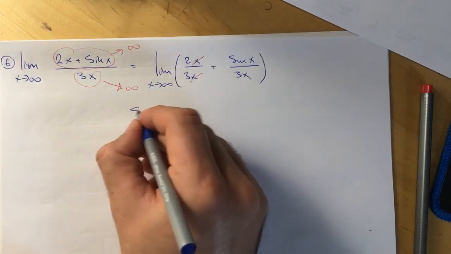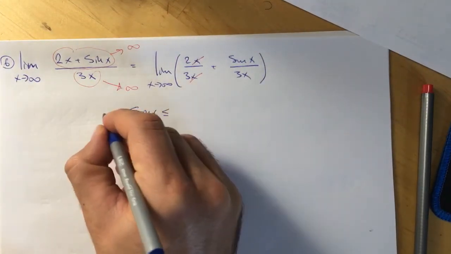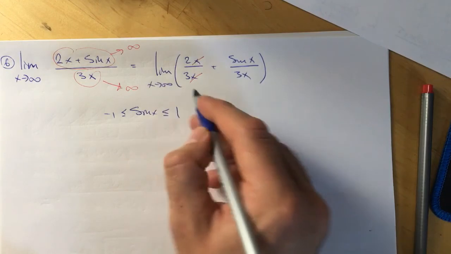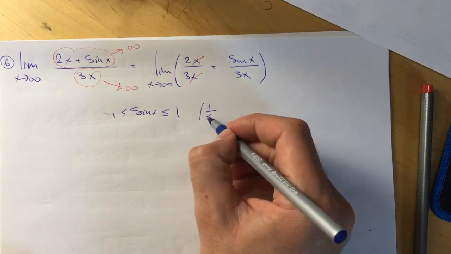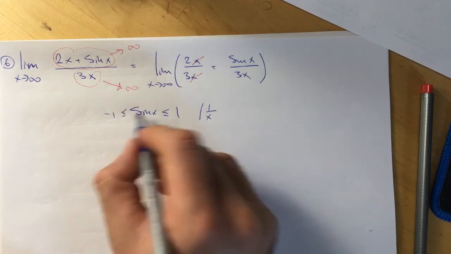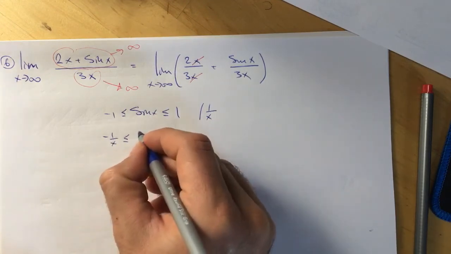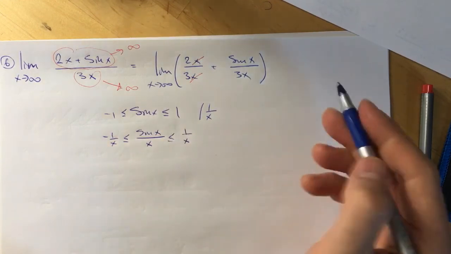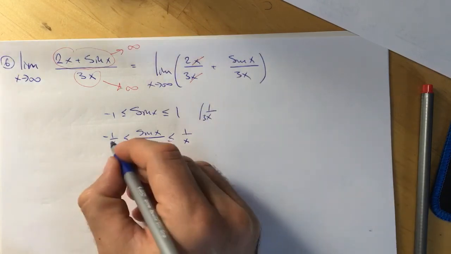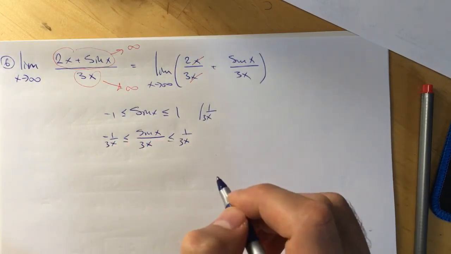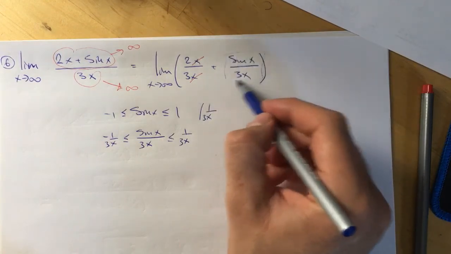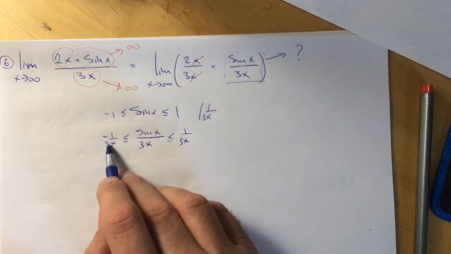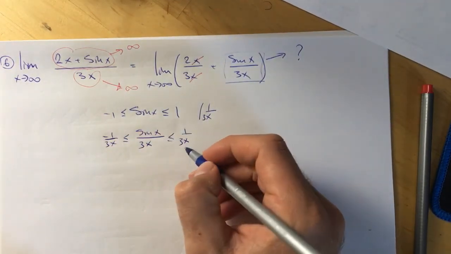Okay, so sine of x is bounded between negative 1 and 1. Now as x goes to infinity, that means that all the x's are going to be positive numbers. So if I divide by any positive numbers, this inequality is not going to change. So negative 1 over x less or equal to sine of x over x less or equal to 1 over x. As a matter of fact, if I divide it by 3x, also nothing will change. Okay? And now I have my expression right here, bounded by negative 1 over 3x and 1 over 3x.